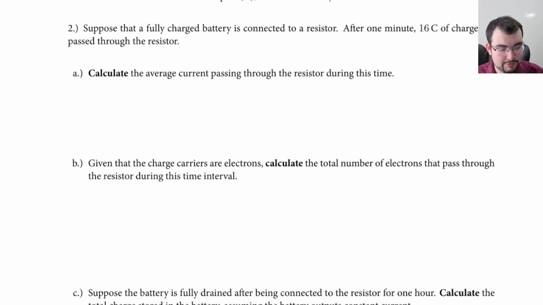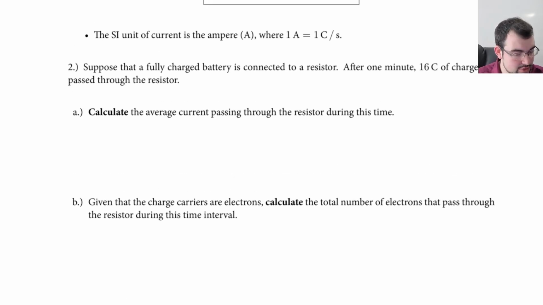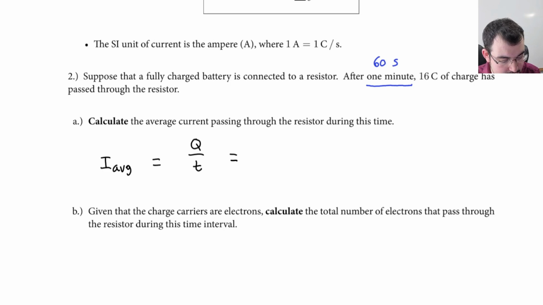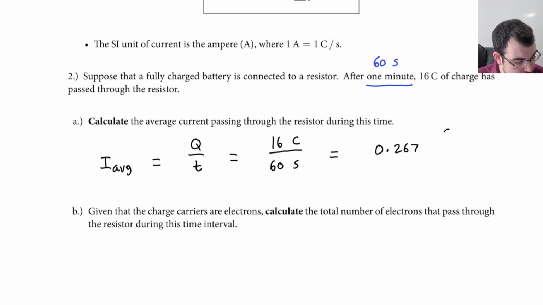So now we have a fully charged battery connected to a resistor. And after 1 minute, 16 coulombs of charge has passed through. So after 1 minute, which is 60 seconds, 16 coulombs of charge has passed through a resistor. So what is the average current? Well, this is just application of the formula. Definition of current is the amount of Q passing through an area in time t. So we have 16 coulombs of charge that pass through over 1 minute. So we get 0.267 coulombs per second, which is defined as an amp.